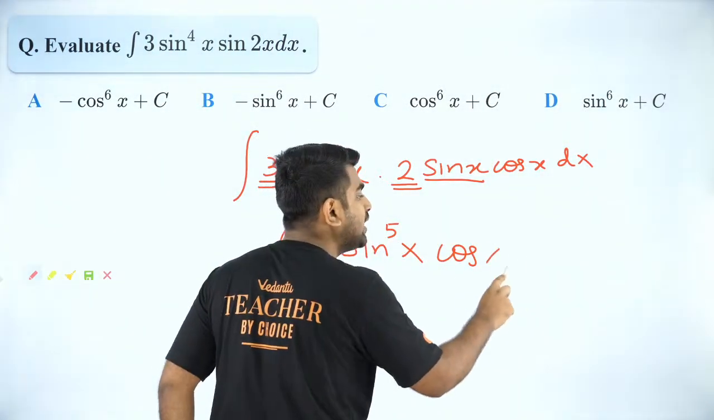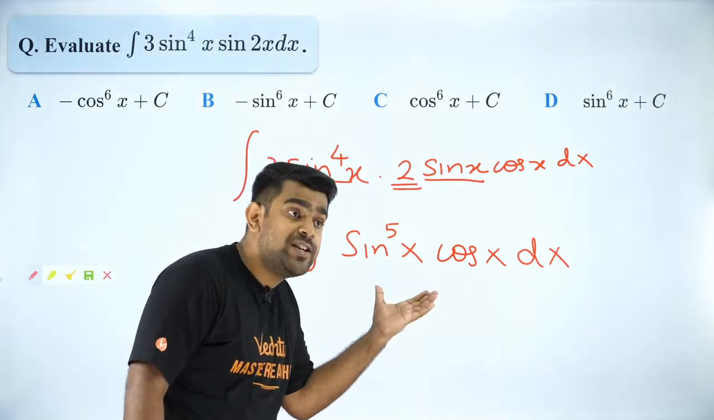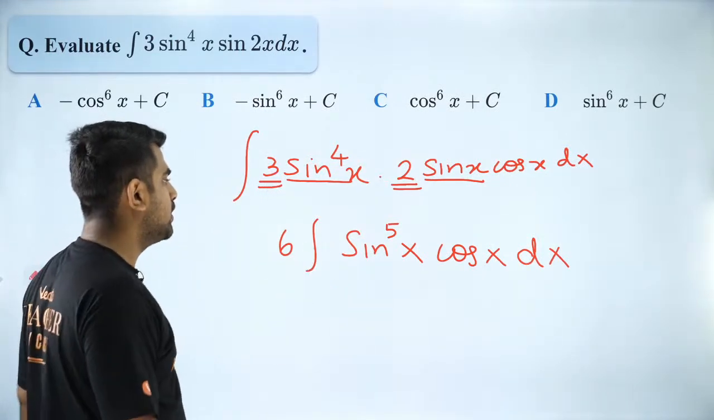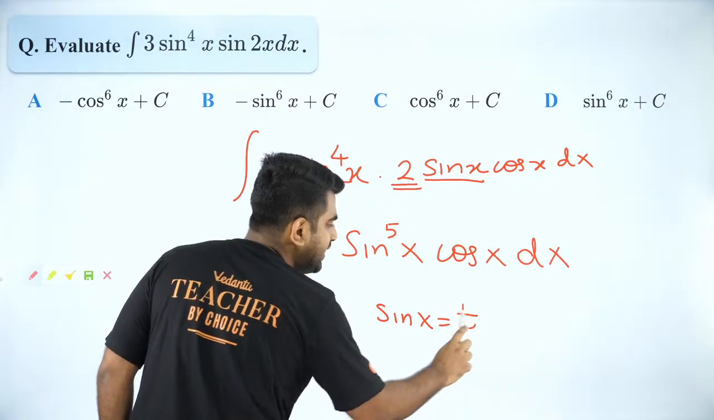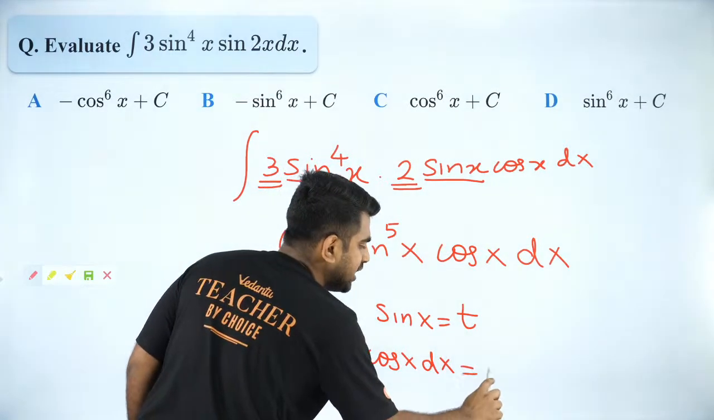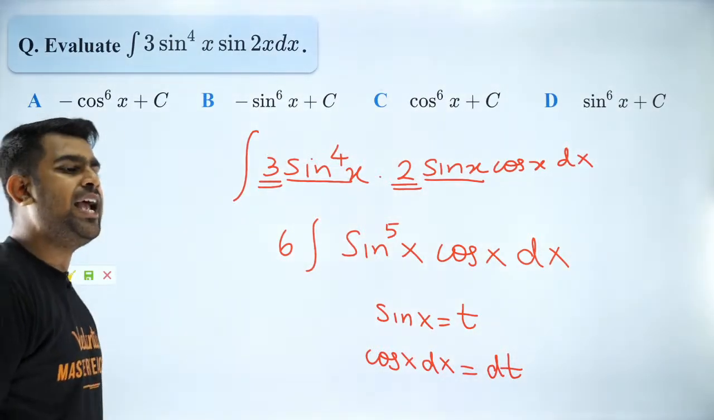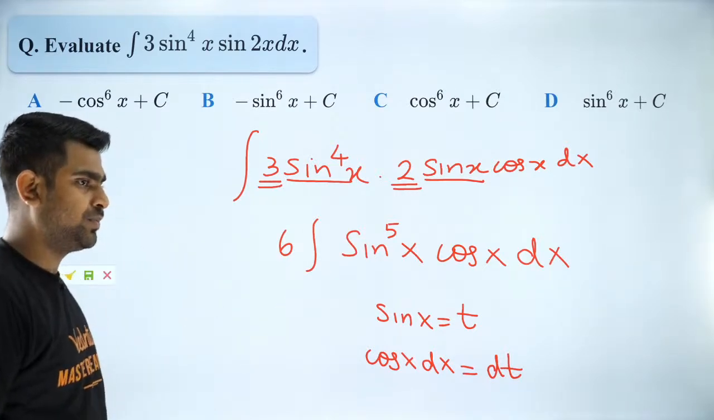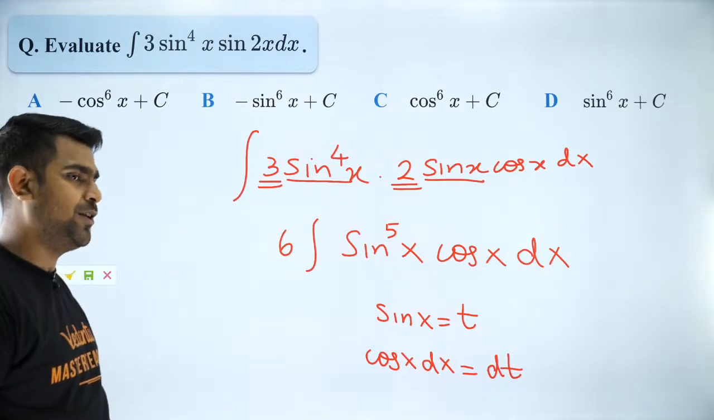So now this is a category of problem, and I'm going to discuss it today. I will teach you the best way to tackle this. Do you all know if I take sine x as t, the derivative of sine x is cos x. So cos x dx will be equal to dt. Are you all fine with that? So this is again based on the substitution method. I hope you guys are clear with it.